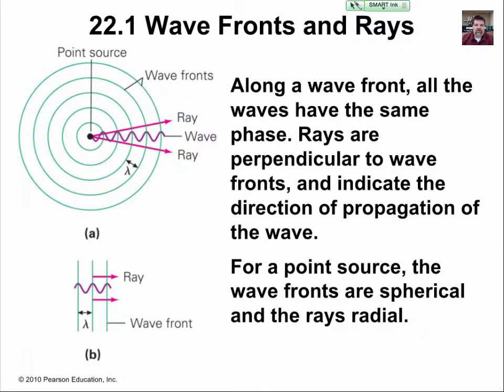Okay, so today we're going to talk about light. Light can travel like a wave. It propagates through space and time. And so think of the point source as the source of light, and the light radiates from that point source.